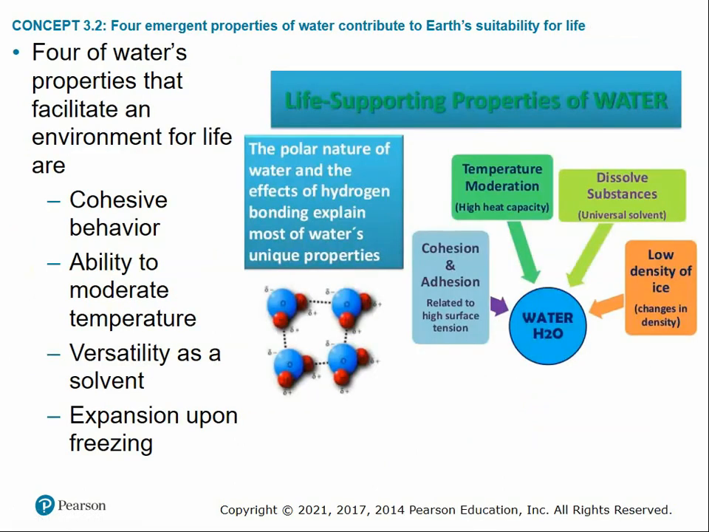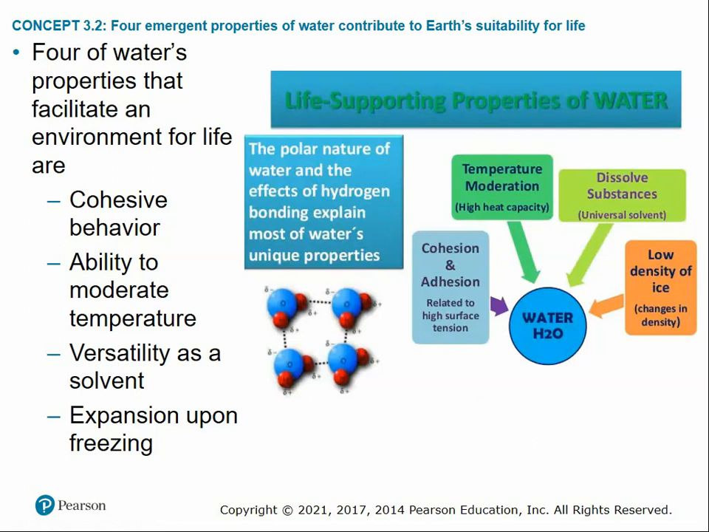These chemical bonding patterns, or the polar nature of the water molecule, lead to 4 unique emergent properties of water that make it so vital for life. This is one reason why when scientists look for life on other planets, or signs of life on other planets, one of the first things we look for is water.